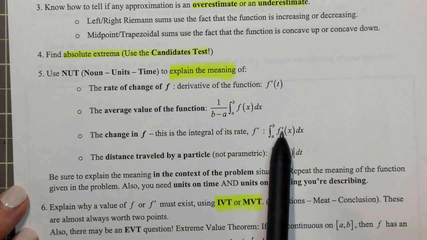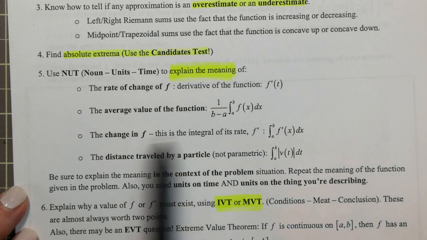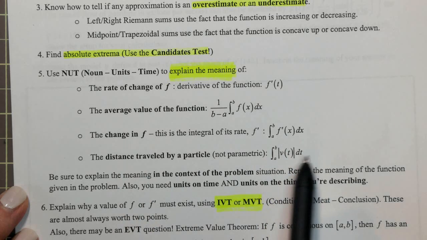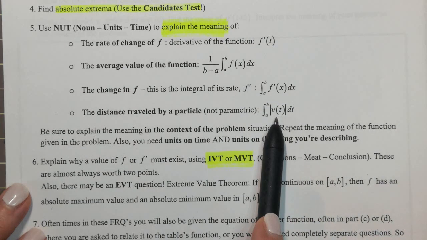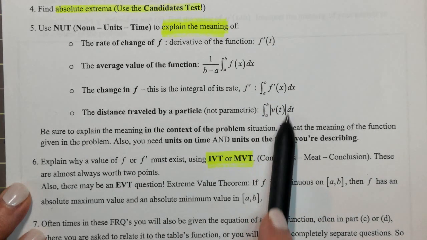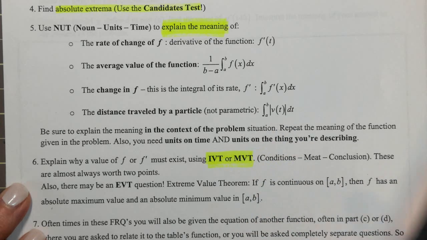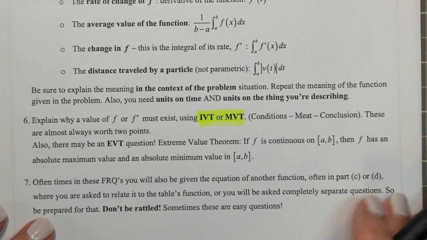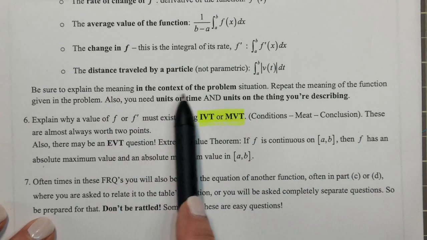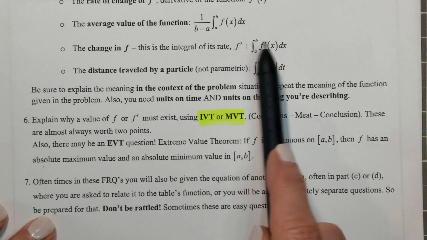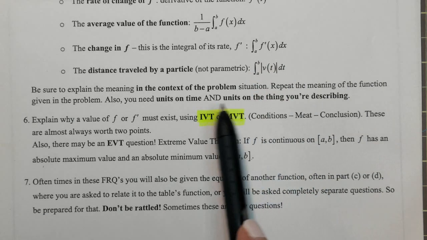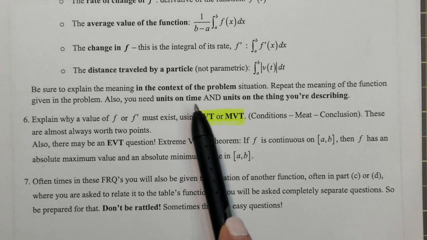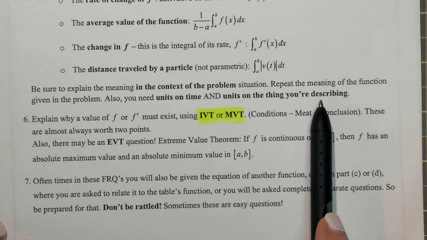The integral of a derivative. The integral of a derivative gives you change in f. Okay? And distance traveled by a particle. Okay, distance traveled by a particle, absolute value of velocity. Okay. All right. So remember to give your meaning in the context of the problem. Don't say it's f. Say the meaning of f. Okay. And units on time and units on whatever you're describing.